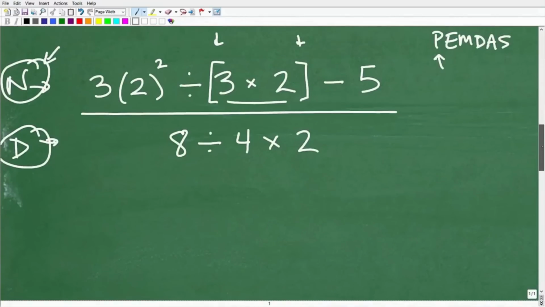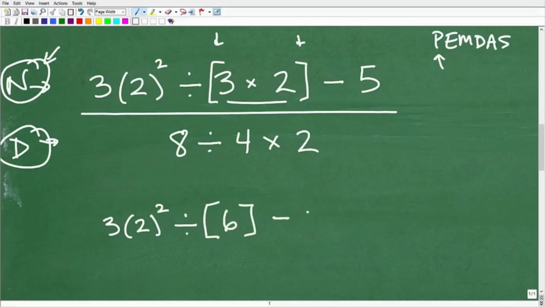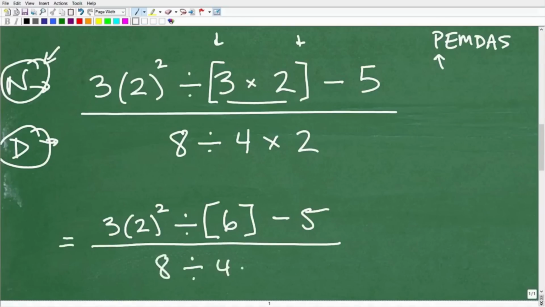And the way I'm going to show that is I'm just going to simply rewrite the numerator. 3 times 2 squared, and be very careful here, divided by bracket. Now 3 times 2, I'm going to do what's inside the parentheses. That is 6, minus 5, all right? So go ahead and rewrite the denominator, 8 divided by 4 times 2.